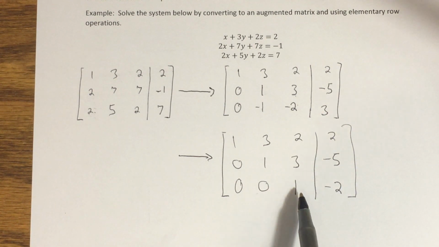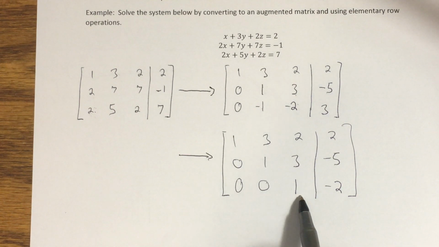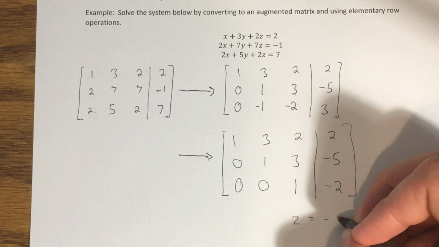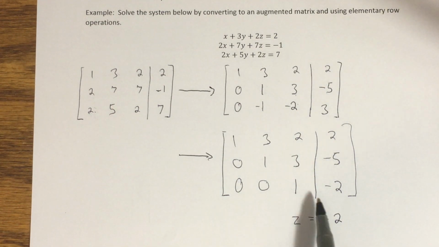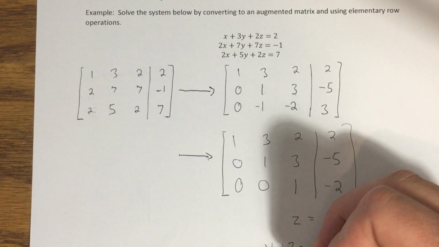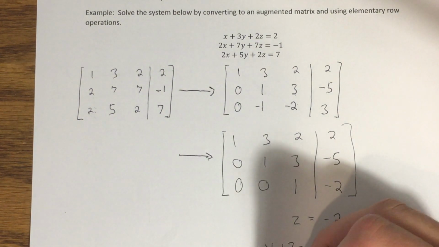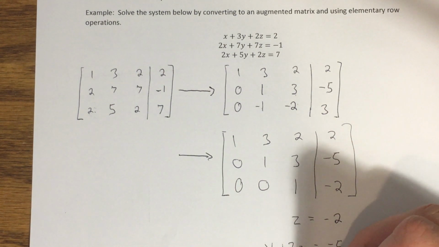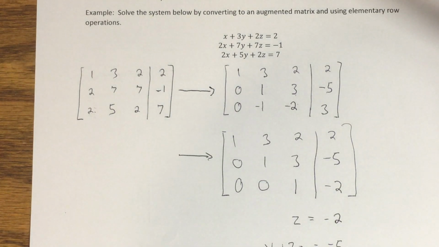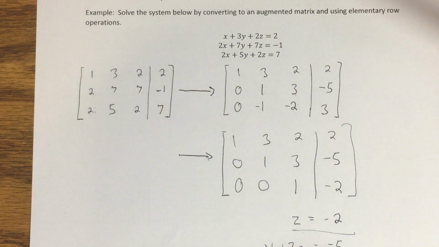So I can actually stop here and then think about what these rows represent. Remember, this third column here is my z column. So what is this equation? 1z equals -2, or z equals -2, right? I already have a solution for z. Now, if I rewrite this second equation, it represents y plus 3z equals -5. But I can substitute the -2 that I got for z here and use that to solve for y. Y plus 3 times -2 equals -5. That's -6. If I add 6 to both sides, I'm going to get y equals 1. Okay, now I have a solution for z and a solution for y.